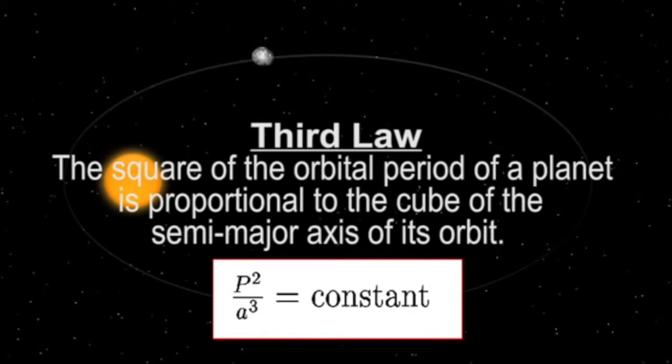The third law states that the square of the orbital period of the planet is proportional to the cube of the average distance from the Sun, as written in our book, capital T squared over R cubed.